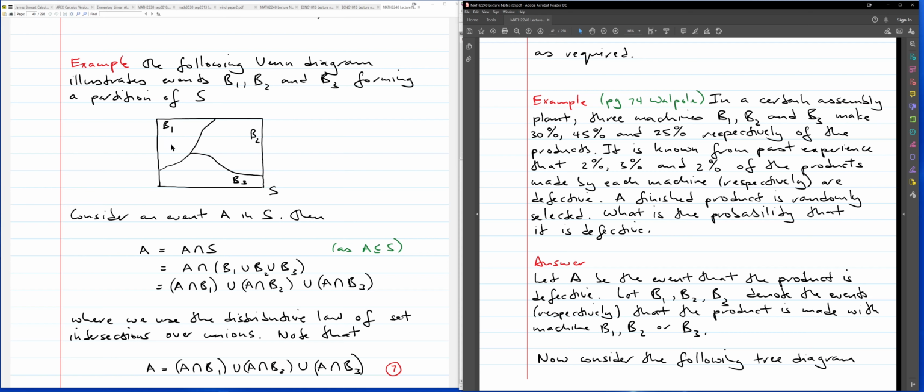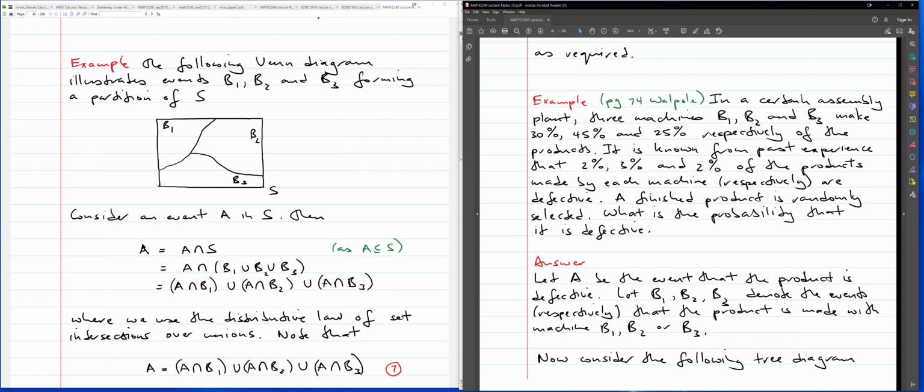Well, common sense: if you have three machines making the products B1, B2, and B3, it means that if a product is defective, either it was made by machine B1, it was made by machine B2, or it was made by machine B3, right? So the set of all products that are defective either came from B1, or from B2, or from B3. And this is what this line is saying over here.